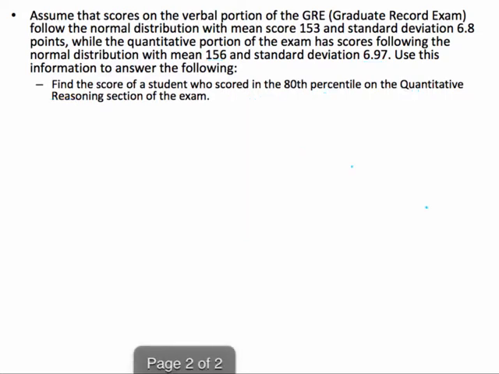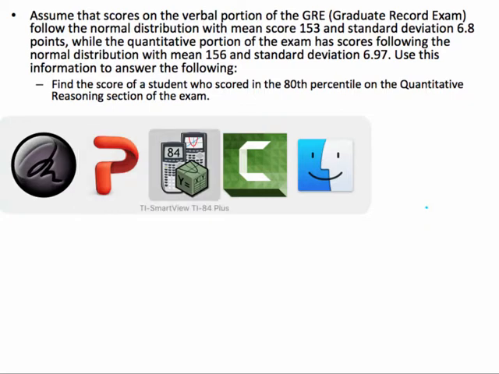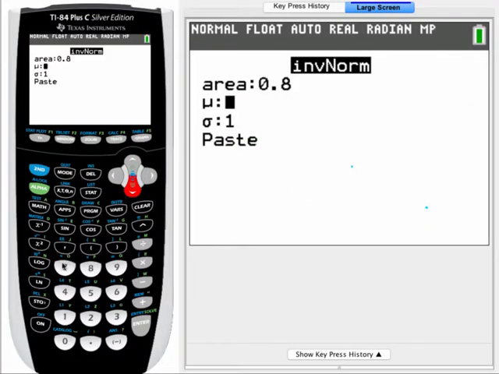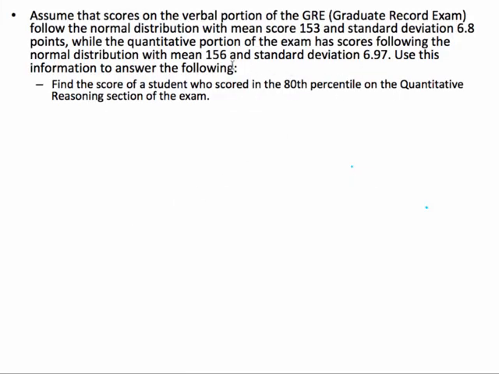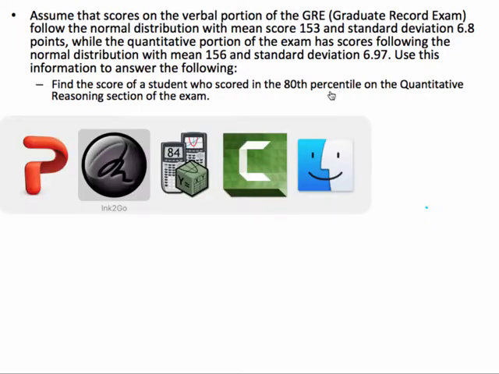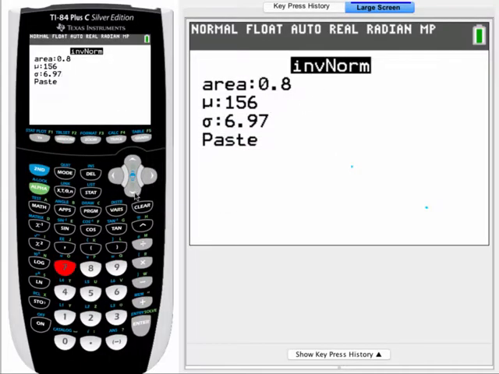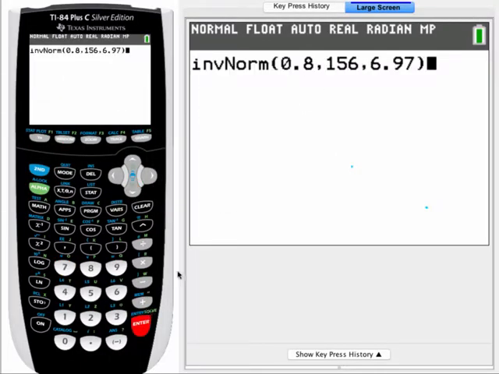Okay, so let's go back and bring our calculator back here. I'm going to put 156 and then put in 6.97. Again, I got those simply by looking at the problem here, realizing that my mean was 156 and my standard deviation was 6.97. Okay, cool beans. Once we do that on the not-so-fancy calculators, it'll come up on your home screen with invNorm and you have to type in commas in between the numbers. Recall the comma comes from right above your 7. That's where the comma key resides.